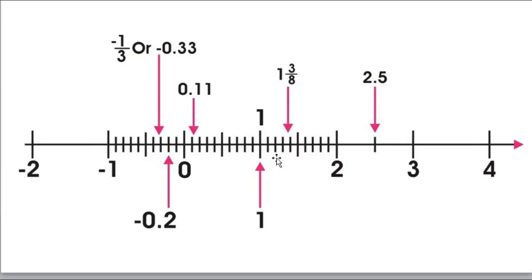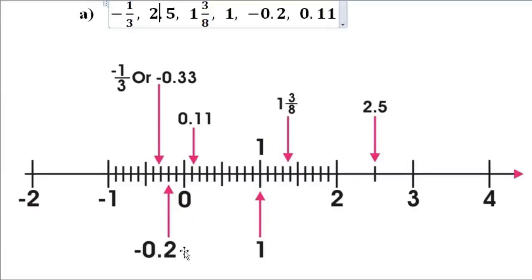The second small division is 1.200. And the third small division is 1.300. Since 1.375 is slightly closer to 1.400, therefore I will place 1.375 just before 1.400, which is the correct place for 1.375 or 1 whole 3 upon 8. The fourth number is 1, which is exactly 1 unit to the right of 0.